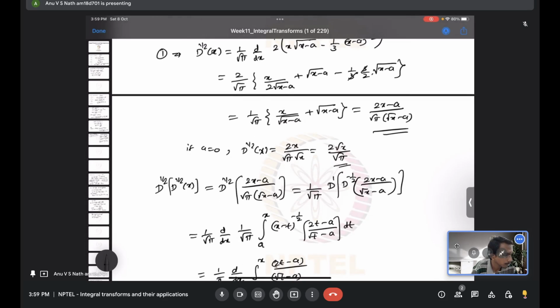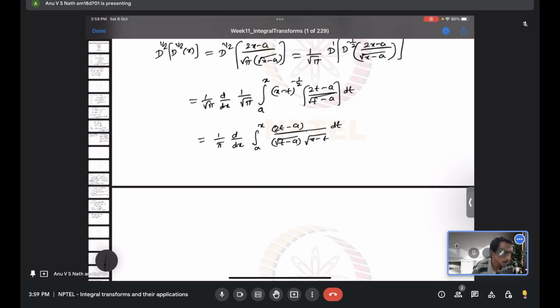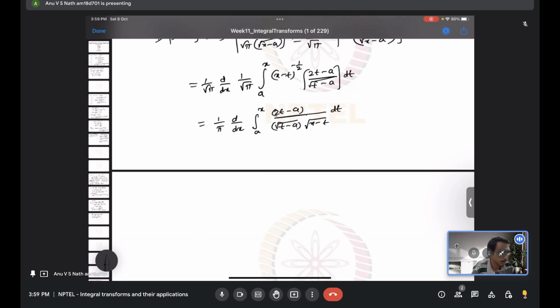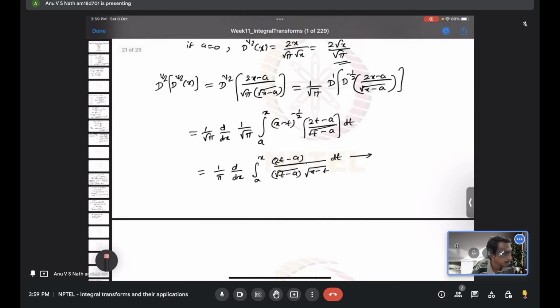Okay, I made a mistake. It's the square root of (x minus a) complete. The square root of (t minus a) times the square root of (x minus t) dt. Now we just need to perform the integral. So let me call this expression, let's say, 2.